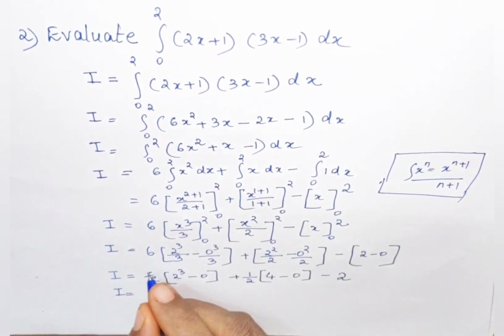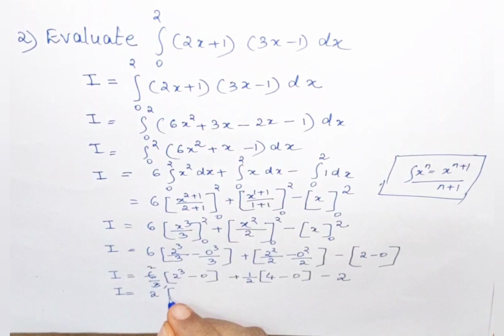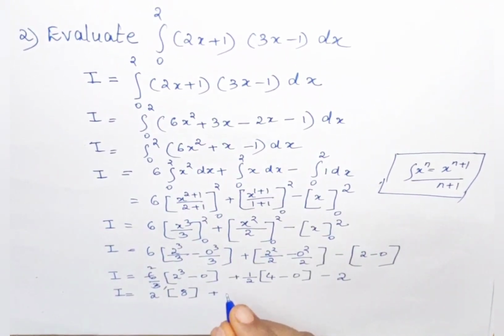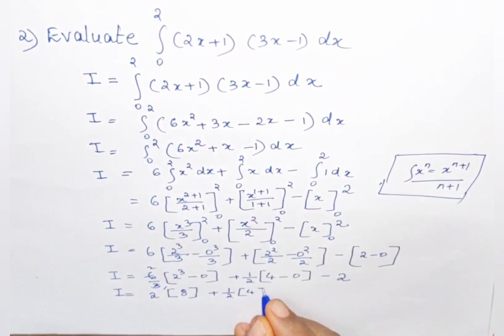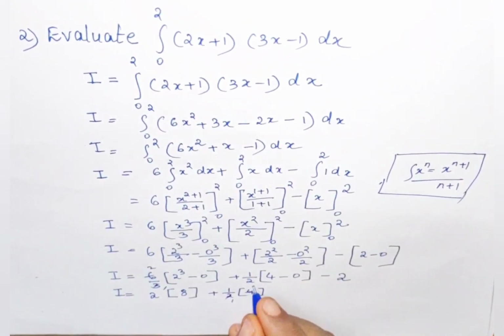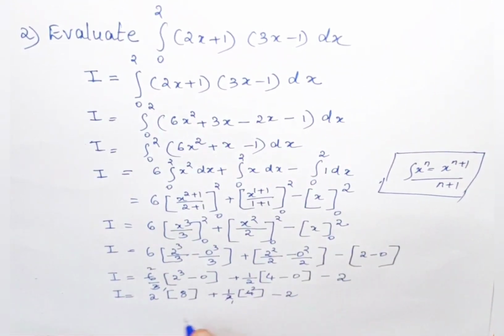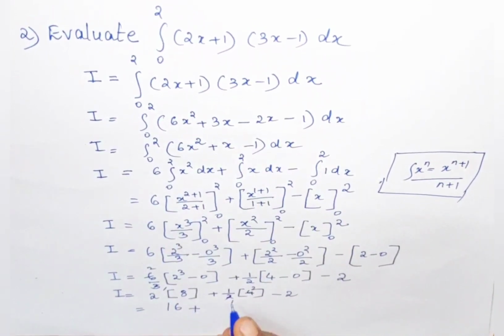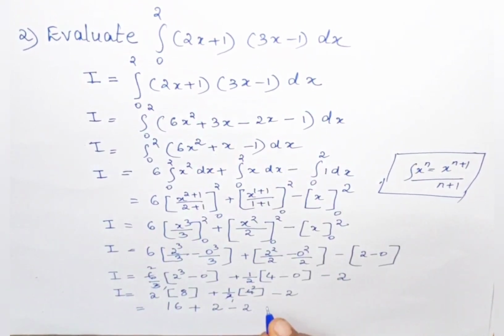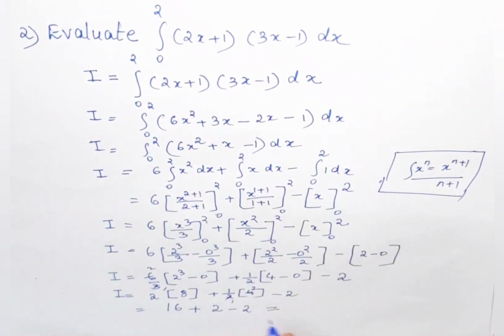Now I will be equal to 3 1s are 3, 3 2s are 6. So 2 cube, 2 cube is 8 and 8 minus 0 is 8, plus half into 4 minus 0. It is 4. Now 2 1s are 2, 2 2s are 4, minus 2. Now this can be written as 2 8s are 16 plus 2. On cancellation we get 2 there. So 2 plus 2 minus 2. So this will be equal to 16, since plus 2 and minus 2 will cancel, 16 remains.